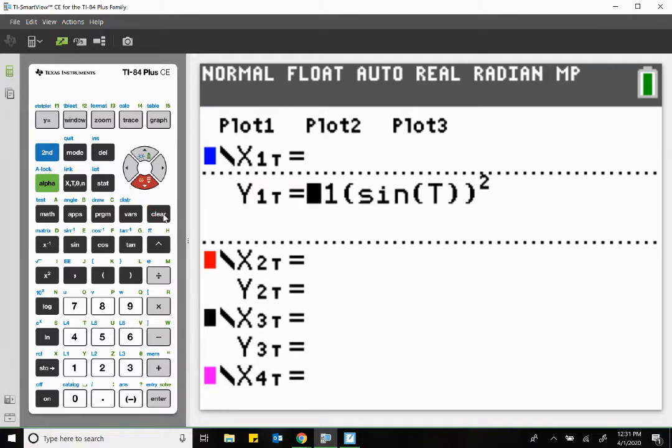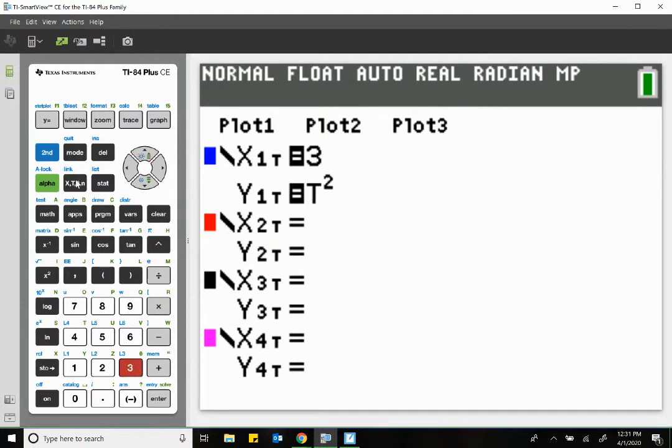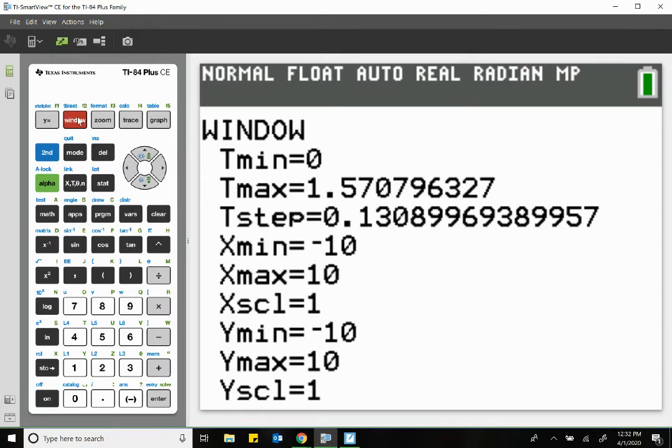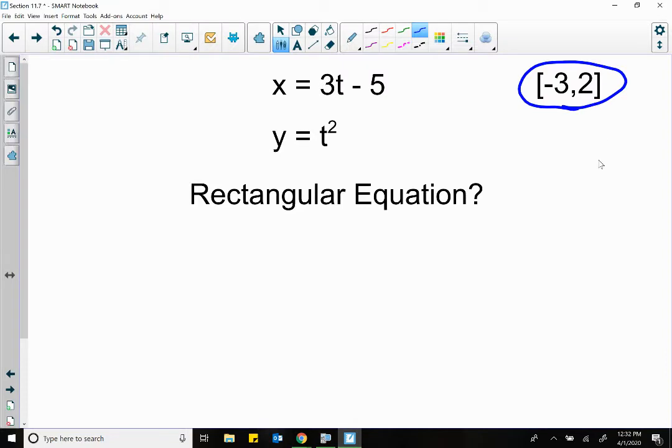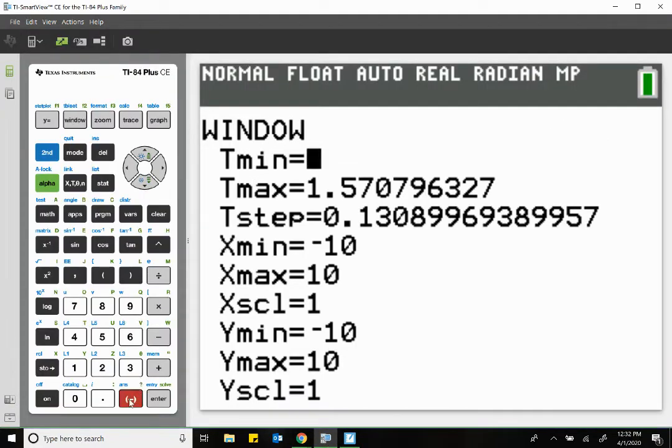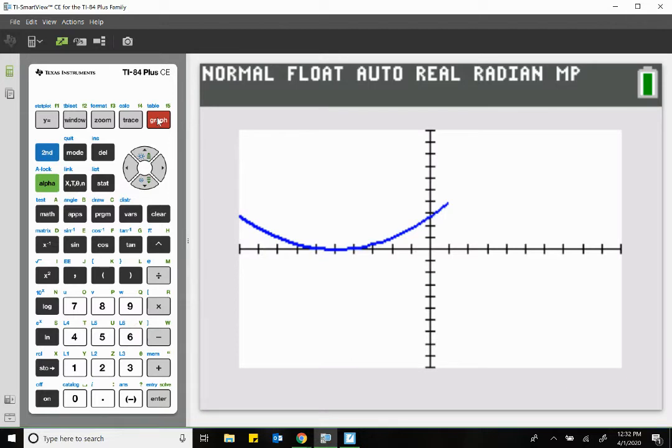So going back to this one, again, we had 3t minus 5. Oops, that was x. This guy down here was t squared, and this one was 3t minus 5. And if we adjust our window to that number that we had, -3 and 2, hit graph. Now you can see what it looks like.